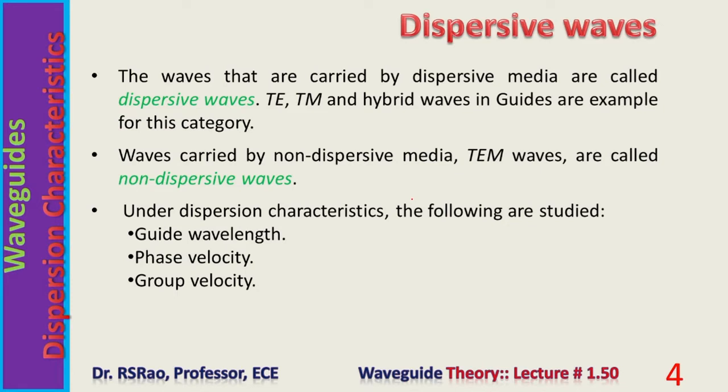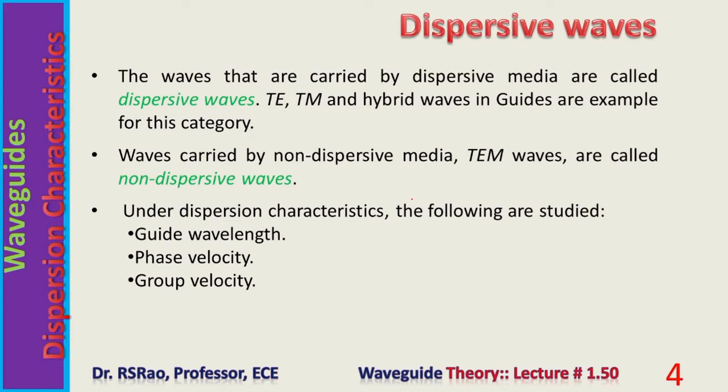Waves carried by non-dispersive media, TEM waves, are called non-dispersive waves. Waves in free space, waves in coaxial line, and waves over transmission lines are all examples of non-dispersive waves. Of course, they all belong to the category of TEM waves.